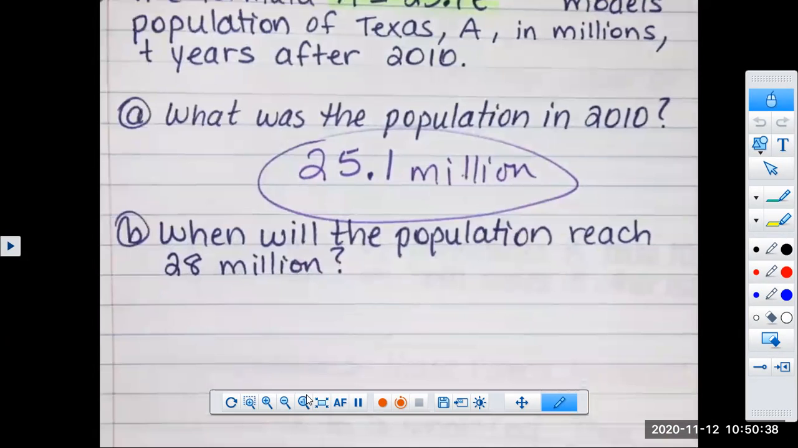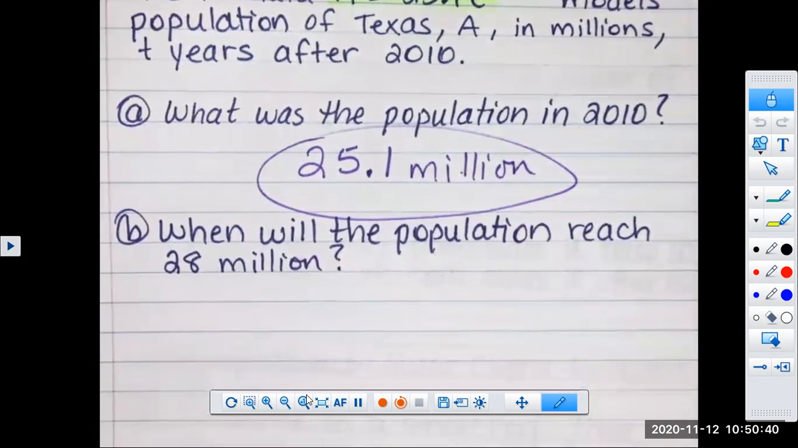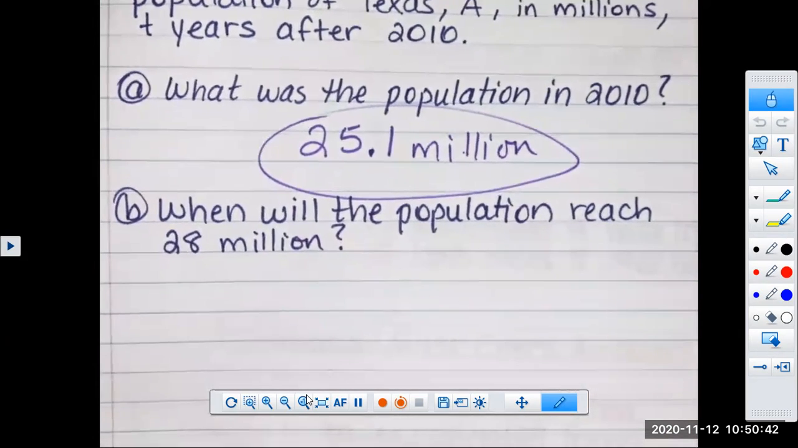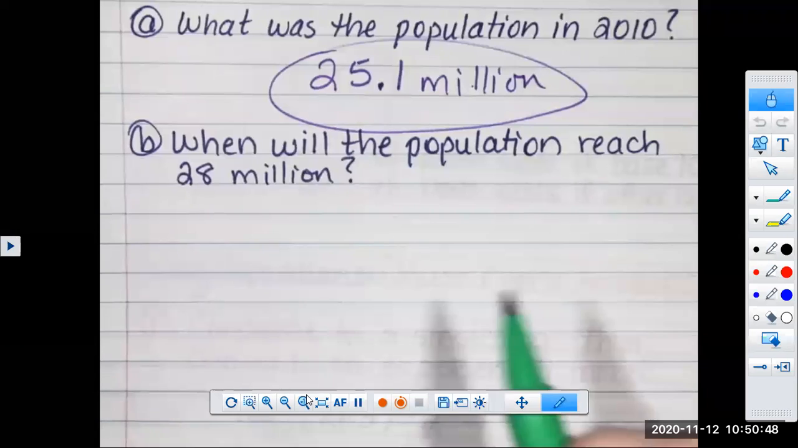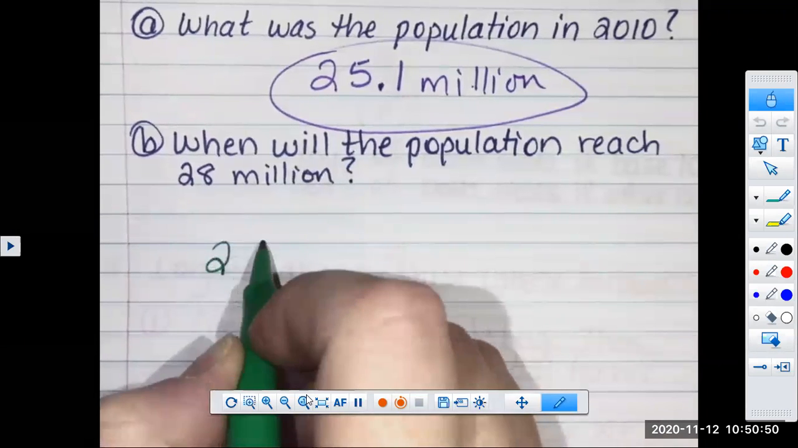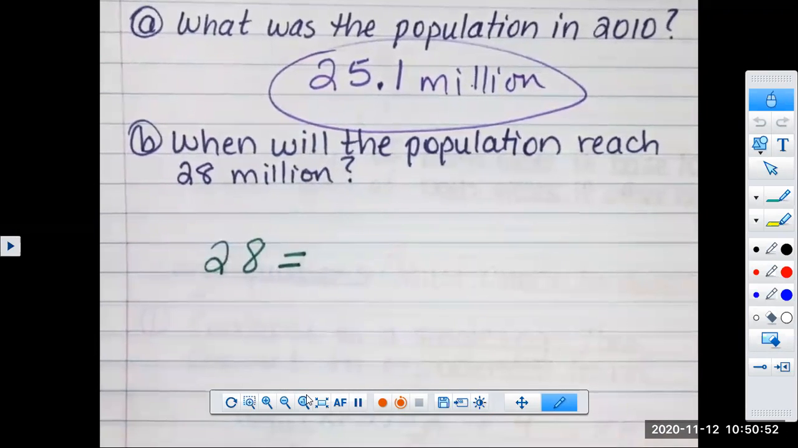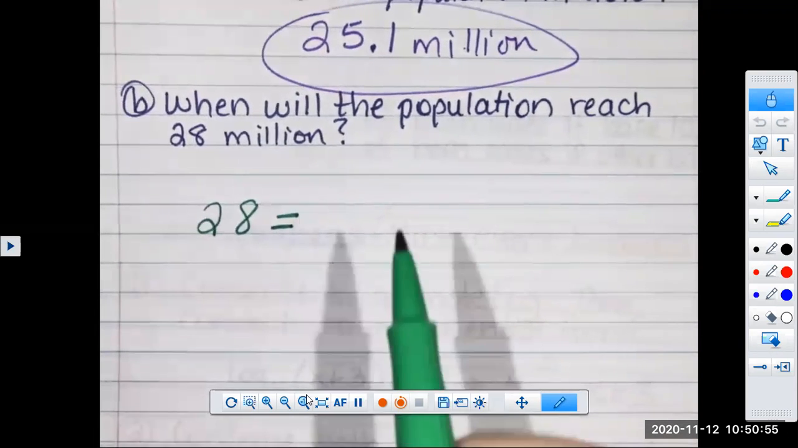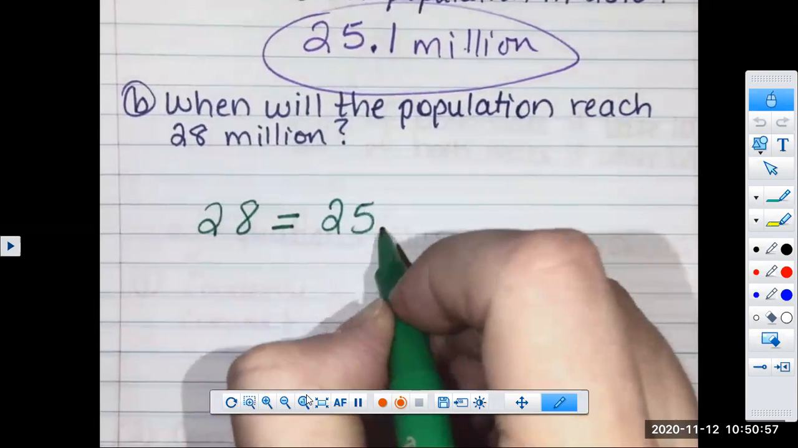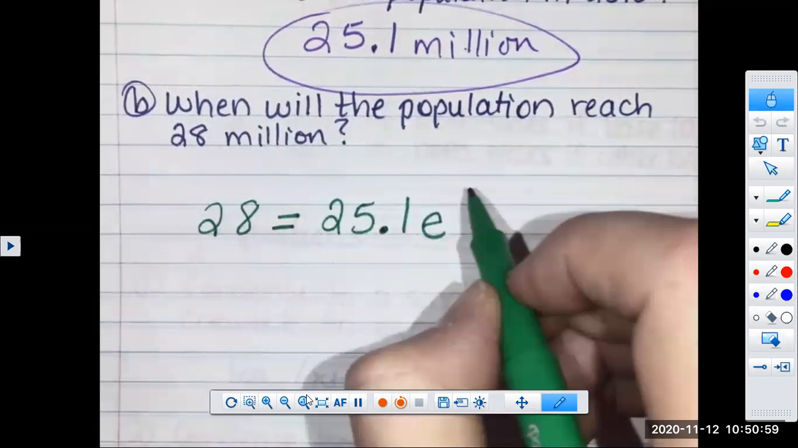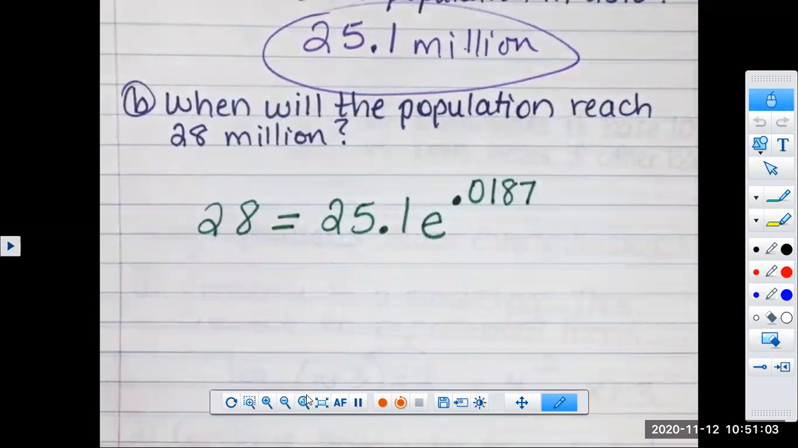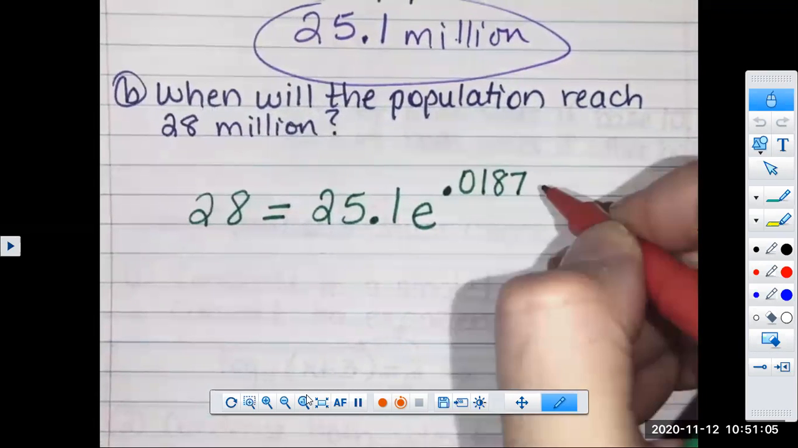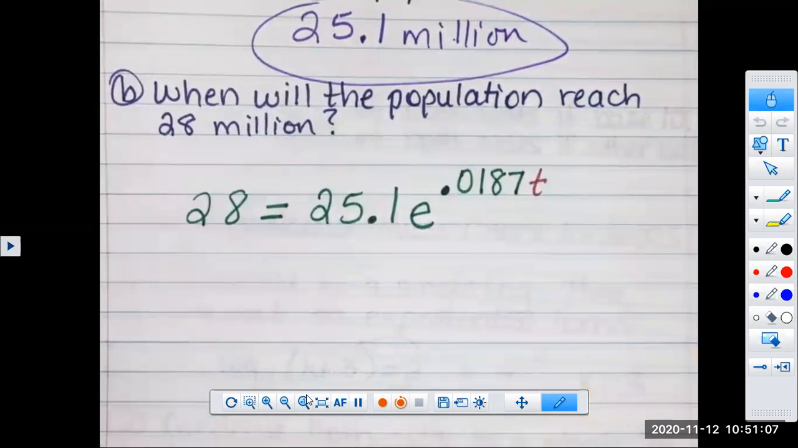Okay, in part B, they want to know when will the population reach 28 million? So you're finding T. Your accumulated value is 28, so that's what you plug in for A. You want to know when will it reach 28 million? So we're finding time.